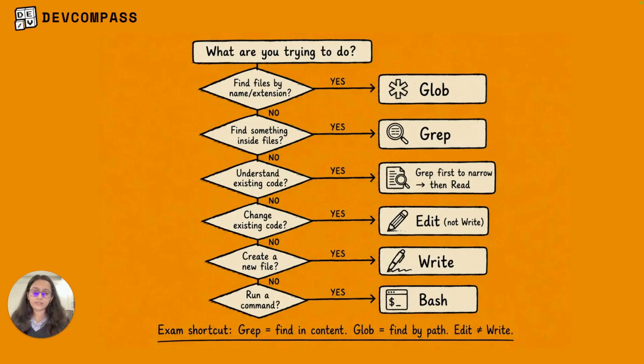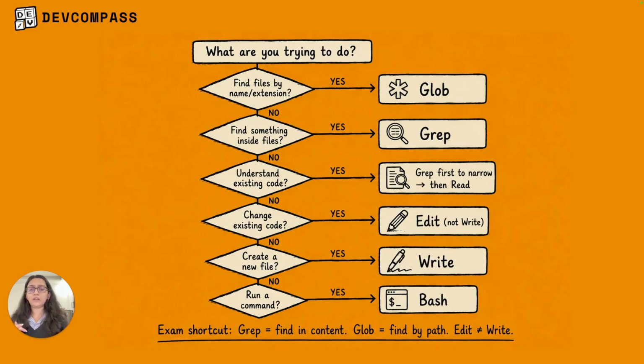Glob, you need a list of files matching a pattern: test files, TypeScript files, configuration files. Glob gives you the list. Find something inside files, a function name, an import, a constant. Obviously, grep searches content, returns file paths and line numbers. If you want to understand existing code, read. But grep first if the file is super large, because you literally don't want to fill your context window. So narrow down before you expand on the context.